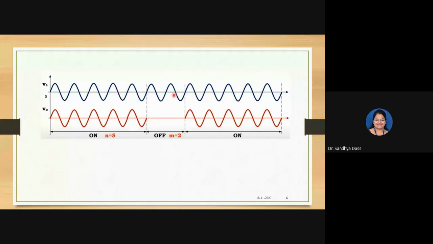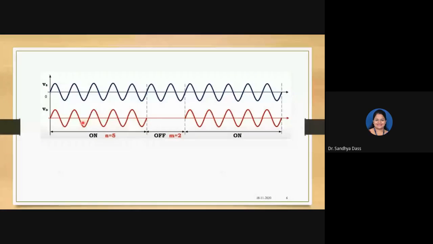For 7 cycles of input, if you keep the circuit on, in other words, if you connect the supply to the load, you are getting an AC signal at the load for only 5 cycles, and you are disconnecting the supply to the load for the rest of the 2 cycles, that is M is equal to 2. When you calculate the average AC signal at the load here, it will obviously be different from this, right? So you're controlling the AC signal.